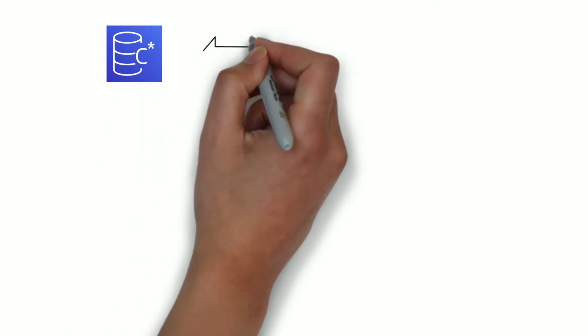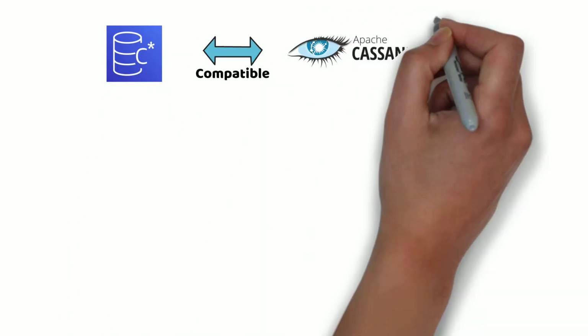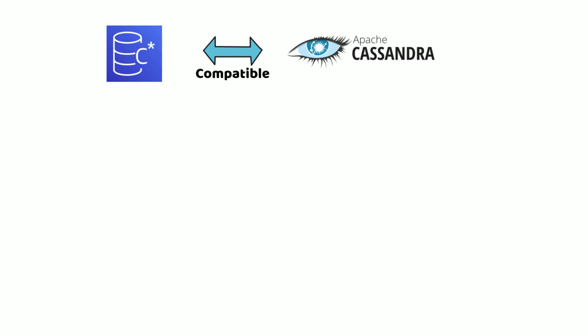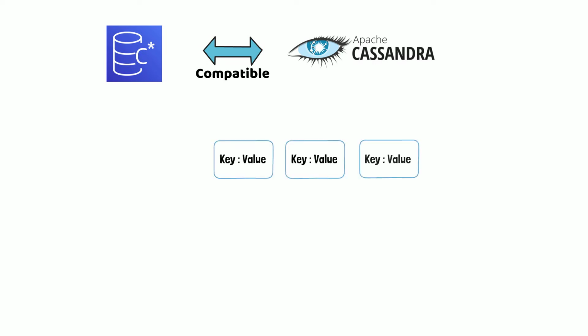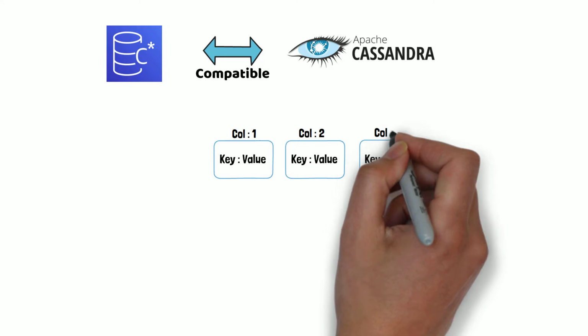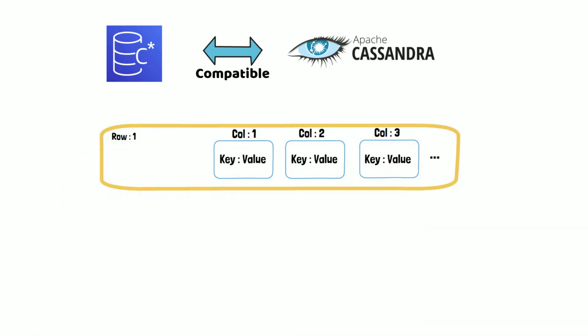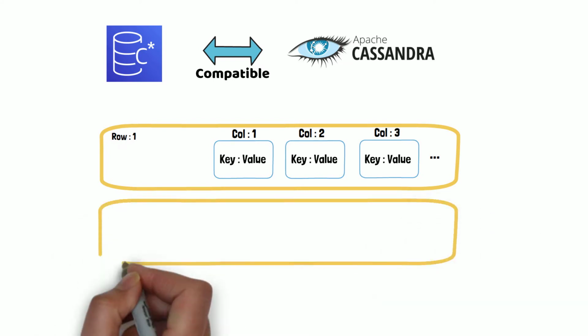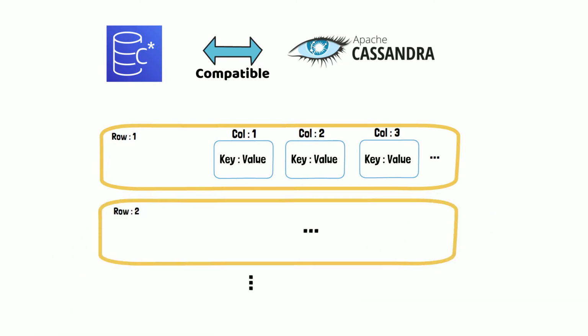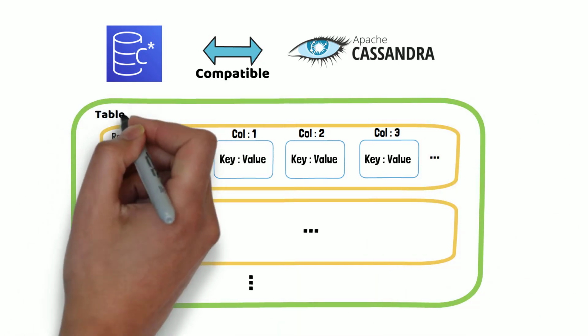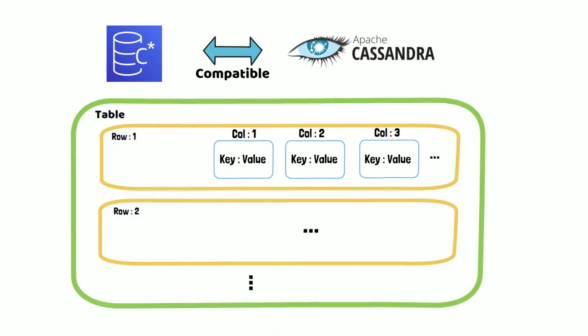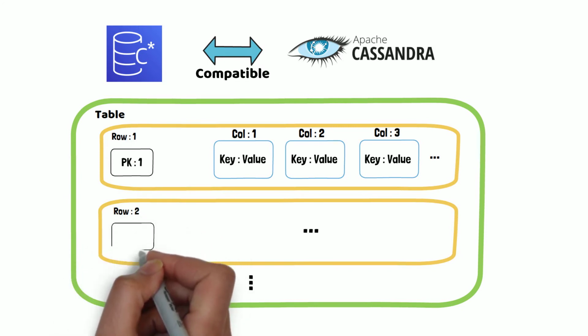Because Amazon Keyspaces is fully compatible with Apache Cassandra, it stores data as key value pairs in columns grouped in rows. In Amazon Keyspaces, rows are the first-class citizens stored in their respective partitions, categorized in tables, and uniquely identified by primary keys.